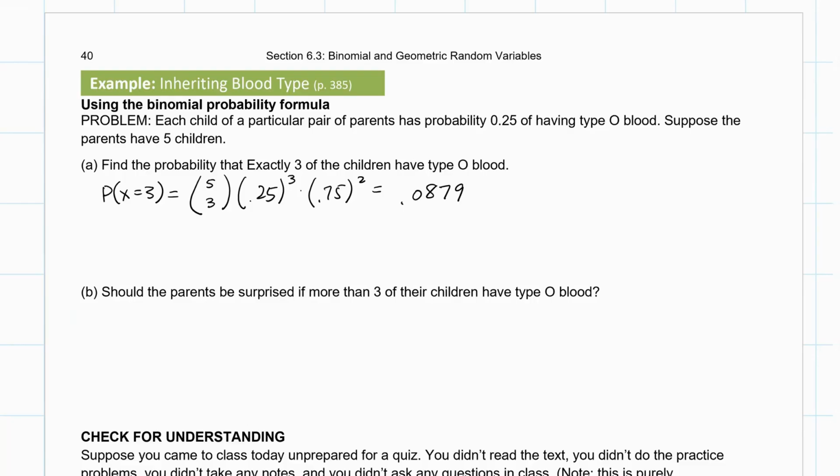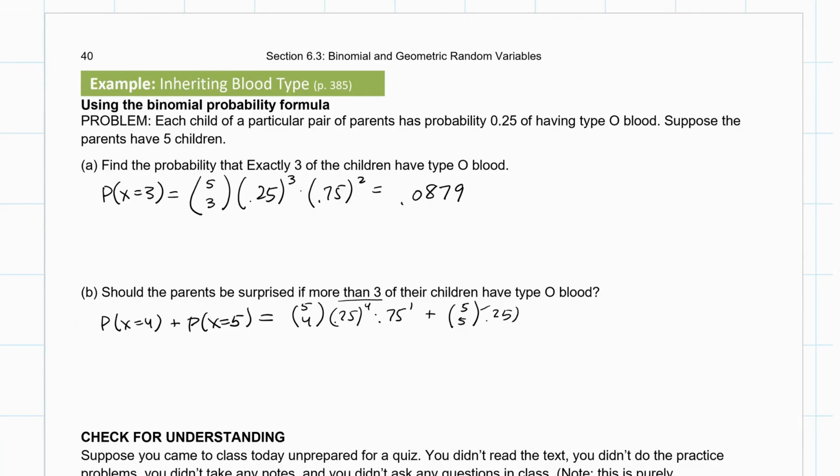Okay. Last question. Should parents be surprised if they have three or more type O blood children? Okay. Well, more than three, that would be like the probability of having exactly four children with type O blood and the probability of five children with type O blood. Well, this first one is 5 choose 4 times 0.25 to the fourth times 0.75 to the first. And the last one is 5 choose 5, 0.25 to the fifth times 0.75 to the zeroth. And there's no failures in that last one.